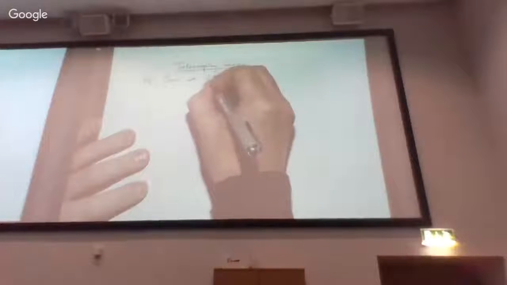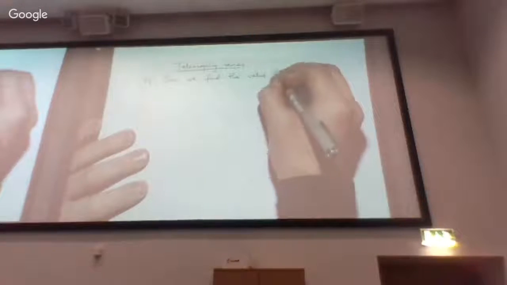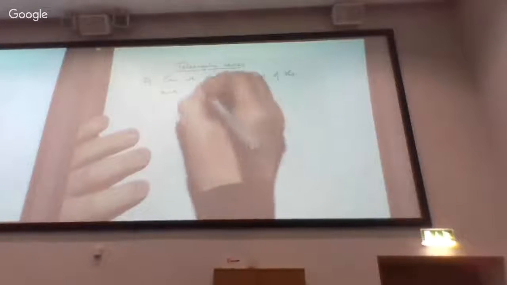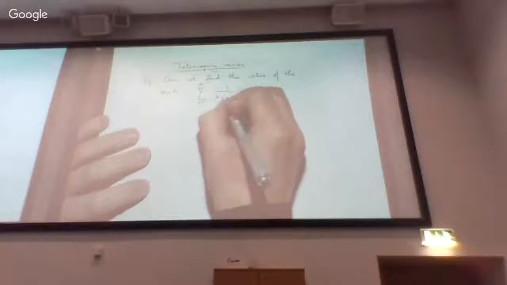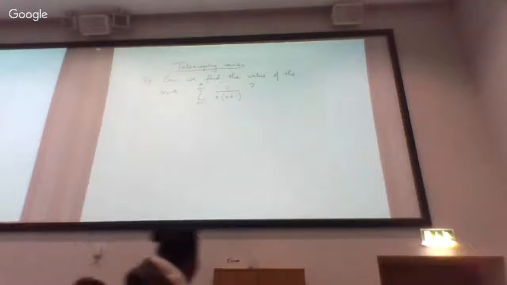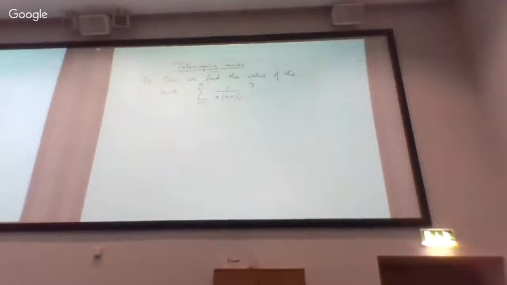Can we find the value of the series? The example we're going to take at the start is the sum from n equals 1 to infinity of 1 over n times n plus 1. When you look at this, first of all, you have to worry whether this is convergent or divergent. The term is 1 over n squared plus n, so the dominant feature is an n squared in the denominator. If you apply the comparison test and compare it to 1 over n squared, and because the sum of 1 over n squared is convergent, this is convergent as well.